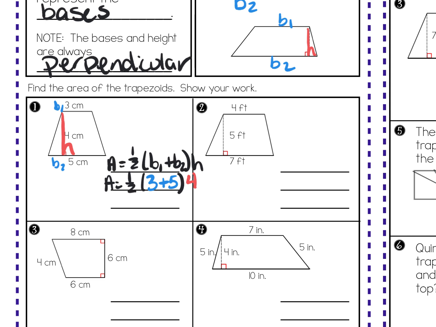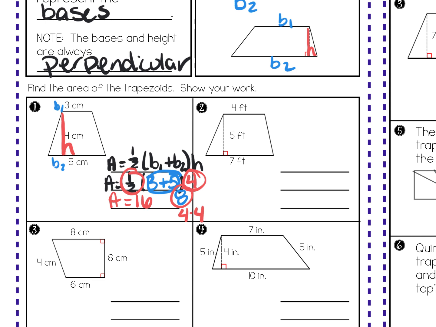So according to order of operations, we need to add first. So 3 plus 5 is 8. So we have two options. We can either find half of 8 or half of 4, or we can multiply 8 times 4 and then find half of that. Just like yesterday with the triangles, to find half, we're dividing by 2. So it's up to us. Let's do half of 8 first. So half of 8 is 4. We still have this 4 though, so 4 times 4 is 16. So the area is 16. Okay.